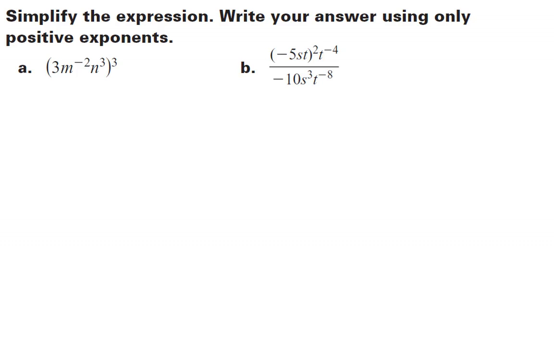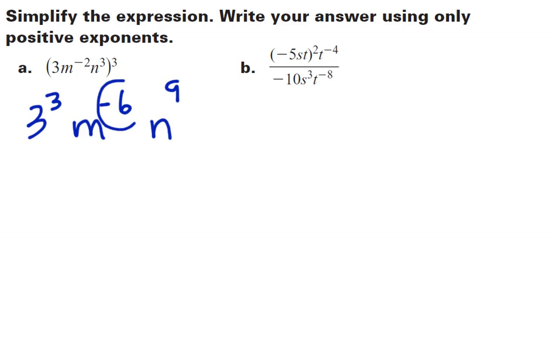Here's some more examples that are quite complicated, but for time's sake I think I'm only going to do A. So first of all, we're going to apply the property that says every base inside the parentheses has this to the 3rd power applied to it. So I've got 3 to the 3rd power, m to the negative 6th power, because there was that other property that says multiply the exponents. And then this is going to be n to the 9th power.